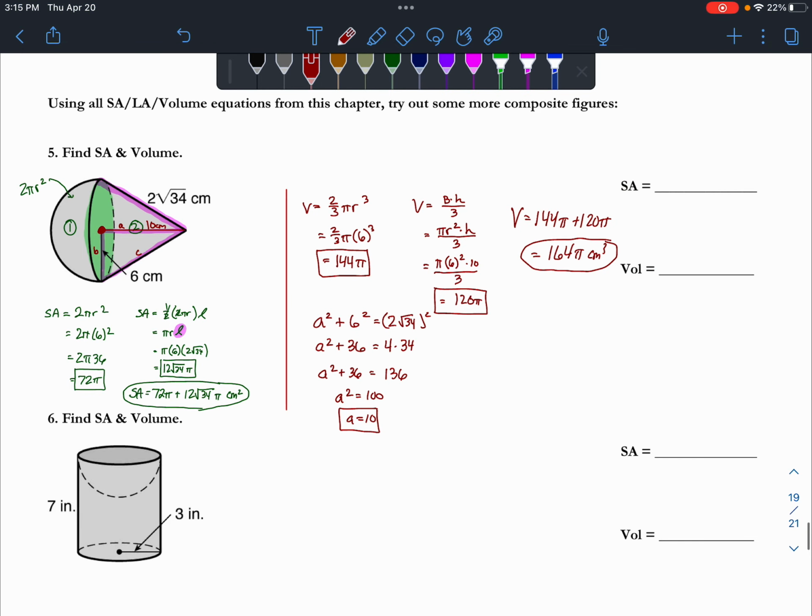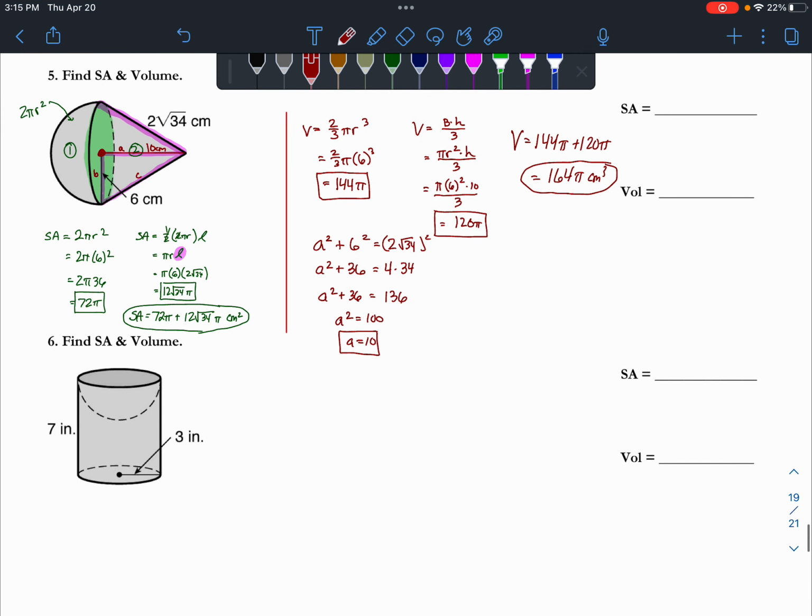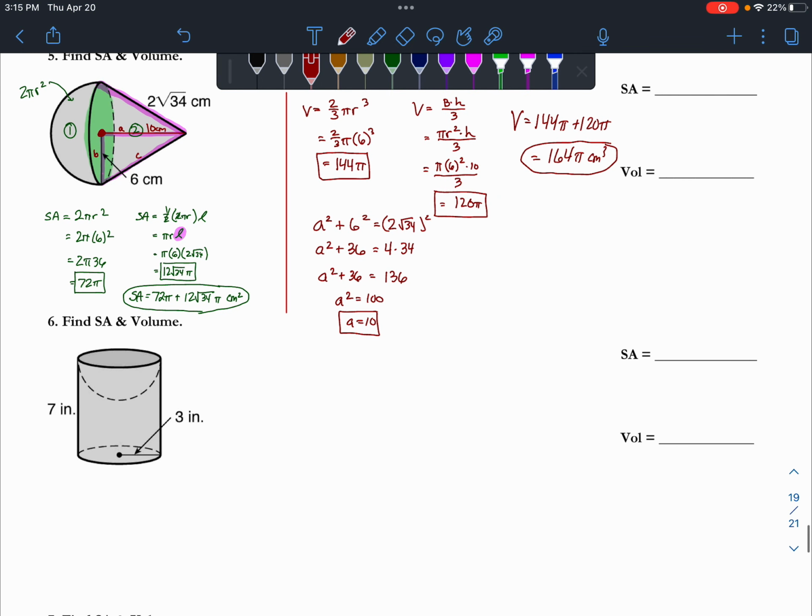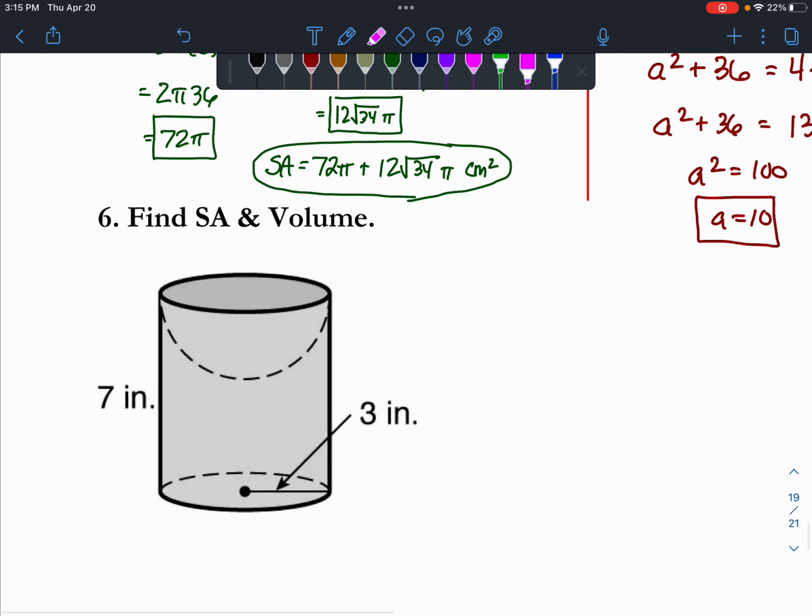There are 2 other problems. I'm probably going to skip number 6 just for the sake of time. This one's a fun one, though. It is a weird looking shape where this is actually like a dimple, if you think of it that way, inside of the cylinder. So the surface area, I'll at least write the formulas for these things that we would use.